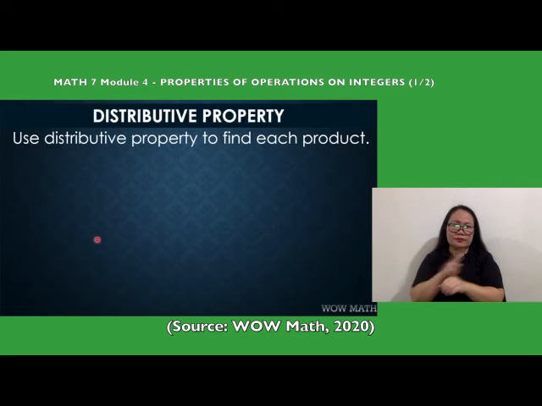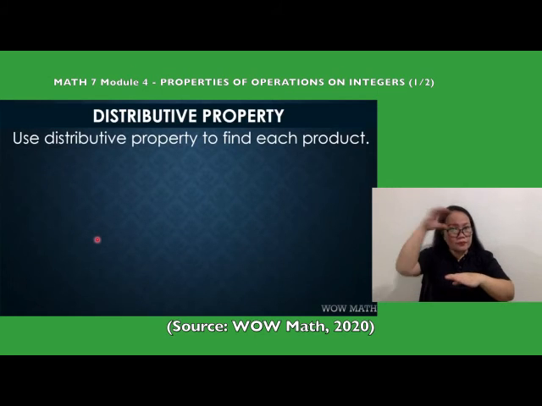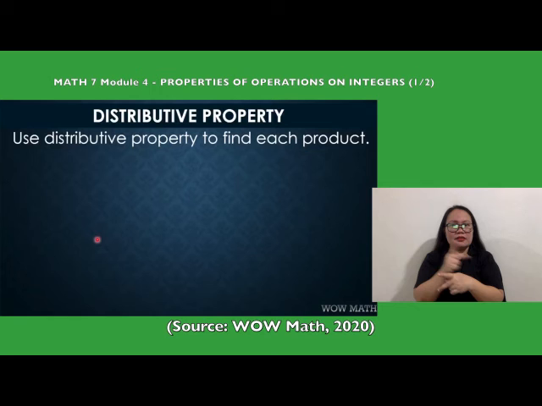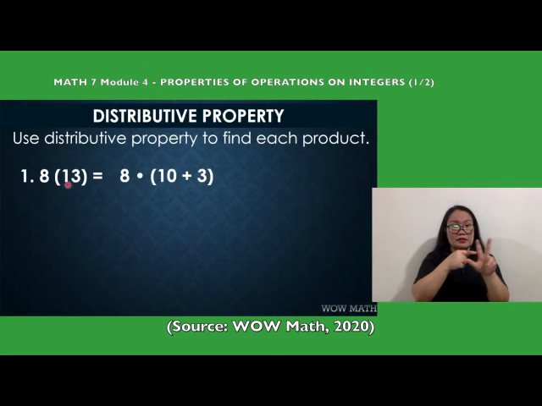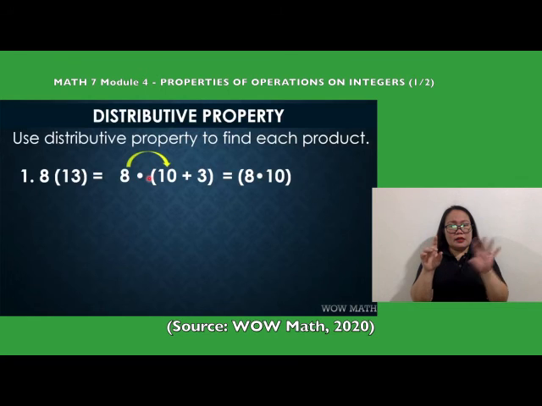Okay. Use distributive property to find each product. Actually, we can also apply distributive property when we are multiplying numbers. Okay? So, like this. So, yung kapag medyo we cannot solve numbers mentally, we can apply distributive property. How? So, if I have here 8 times 13, we can have it 8 times 10 plus 3. Since 10 plus 3 is equal to 13. Okay? So, paano natin gagawin? Apply natin ang distributive property. So, 8 times 10 and 8 times 3.